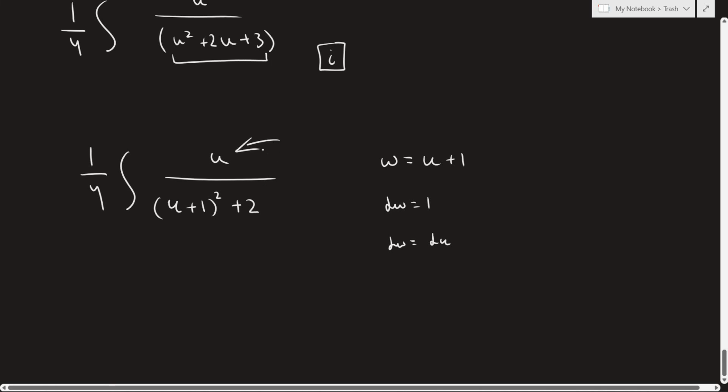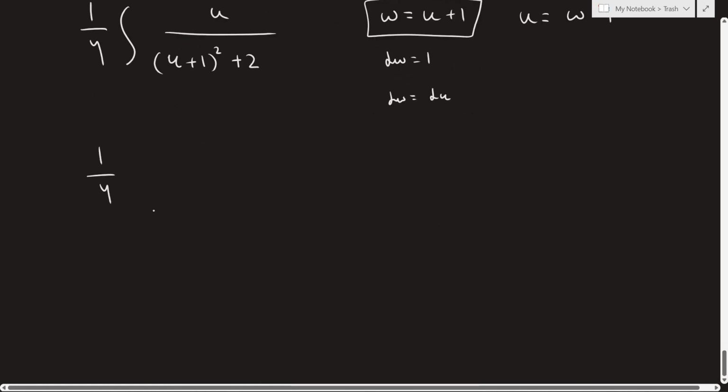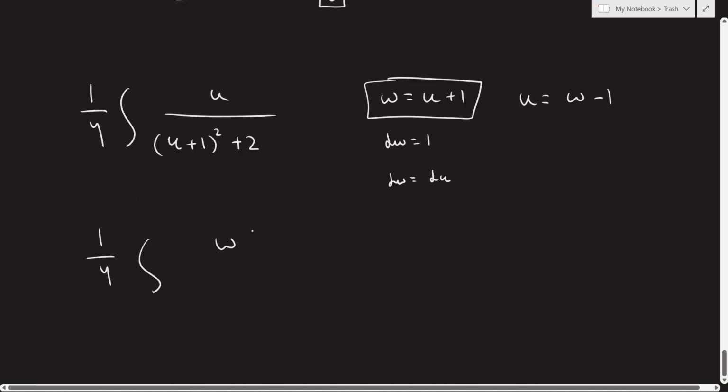You can also write u in terms of w. We know that w is equal to u plus 1, so in terms of w, u is equal to w minus 1. Great, let's replace. So it's going to be 1 over 4 integral of (w minus 1) over, since u plus 1 is w, w squared plus 2.